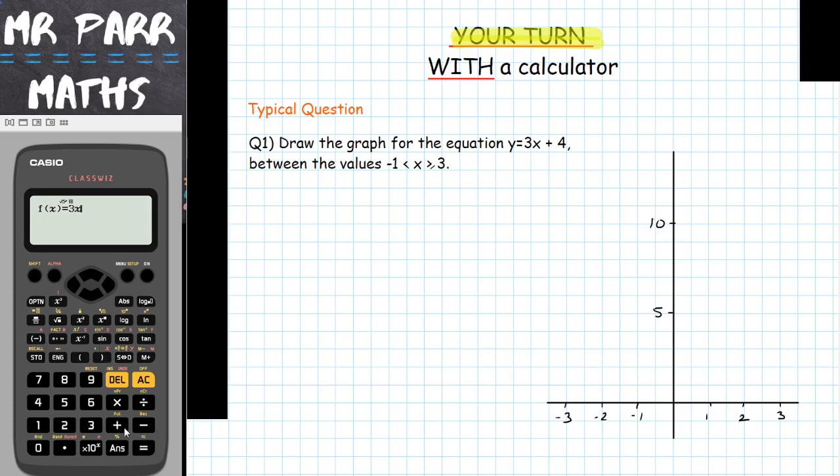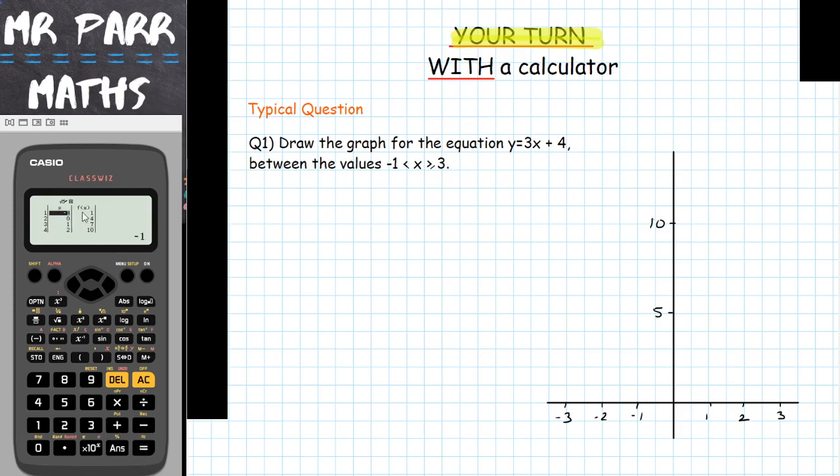3x plus 4 equals. I don't want a second equation, we're only doing one equation. Start of -1 this time. I did a different range here, so make sure you do the right range. Equals 3 equals and steps of 1.